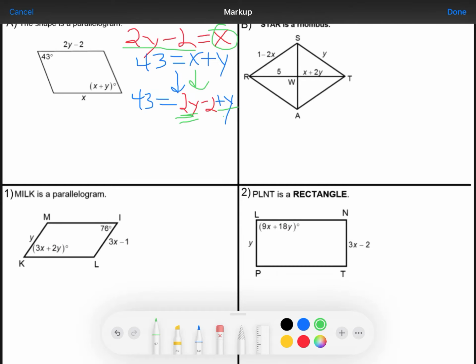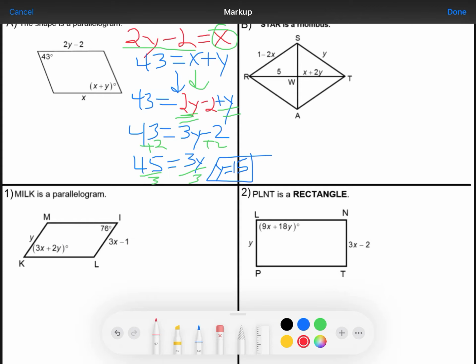2y and y are like terms. 2y plus another y combines to 3y. Add 2 to both sides to get y by itself. And then we can divide by 3 to get the correct answer of y equals 15. Careful though, we're not done. You still have to find out what x is.